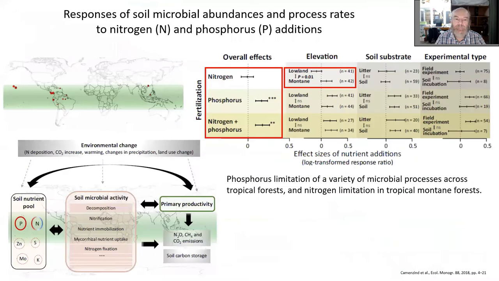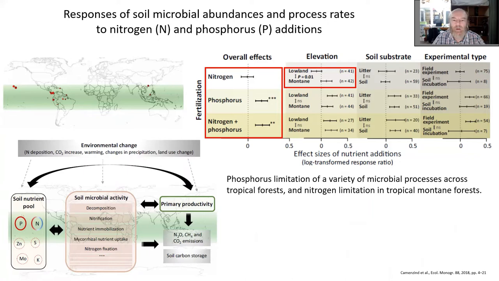This has also been tested experimentally very easily. Of course, you can fertilize tropical forests and see what happens either to plants or also to soil microbial activity, because of course the nutrients are directly taken by plants and define primary productivity, but they are also processed by the soil microbiome, and there is an interaction between microbes and plants. And so we can also look at microbial activity and whether that is limited by nutrients or not.